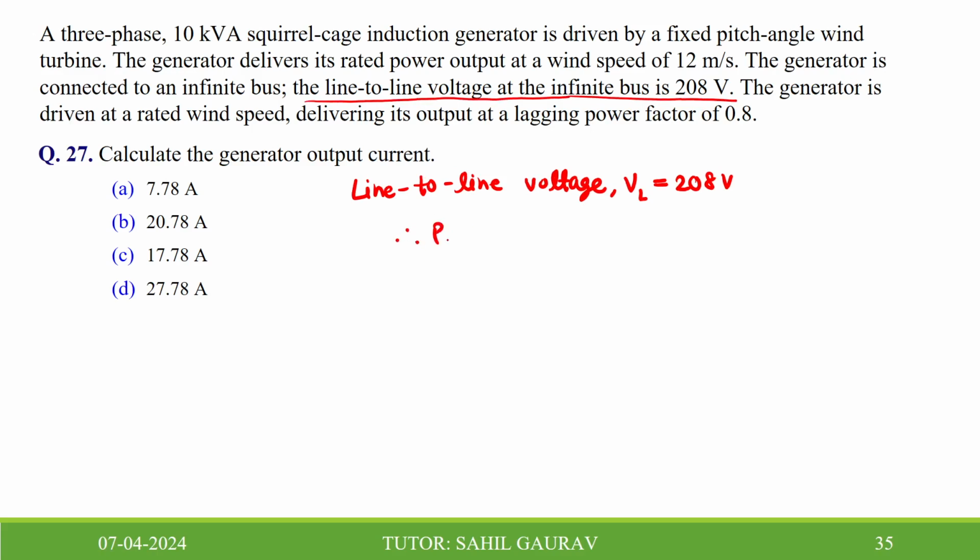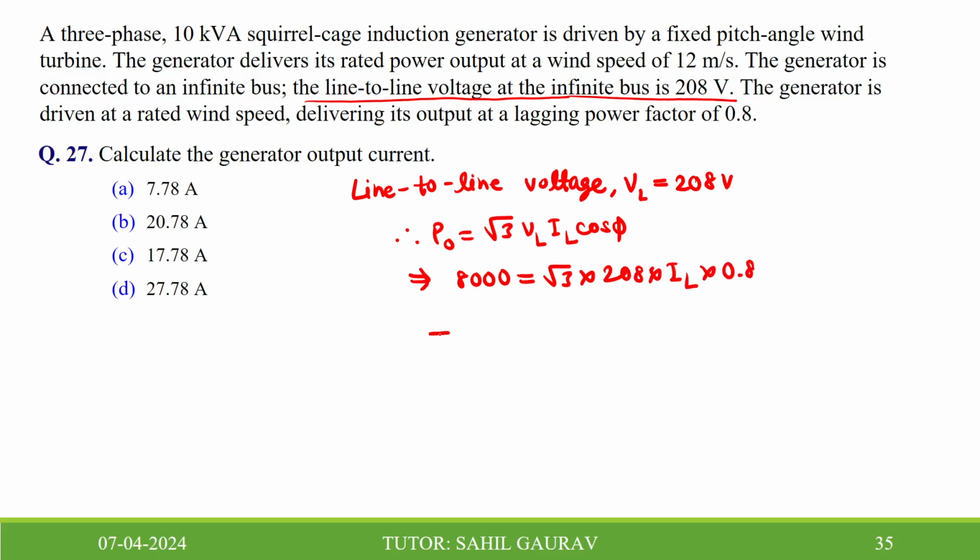Therefore electrical power output we can write as root 3 VL IL cos phi. You can also find it through apparent power. So 8000 equal to root 3 into 208 into IL into cos phi 0.8, so we will get IL as 27.78 ampere. So D is the correct answer.